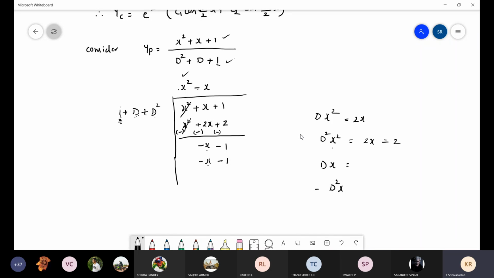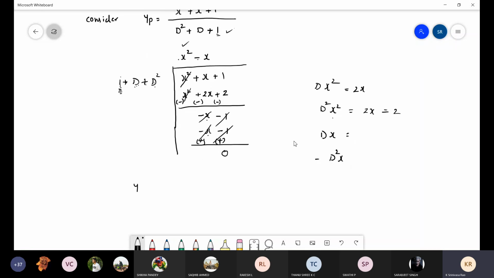You should not go further if the order of the differential operator is more than the degree of x. Now the same procedure: minus changes to plus and minus changes to plus. What do you get? Minus x plus x cancel. Similarly, minus 1 plus 1 also cancel. What do you get as the answer here? 0. Yes or no? Once you get 0, the answer we got here is our yp. That's it: x square minus x is the yp.